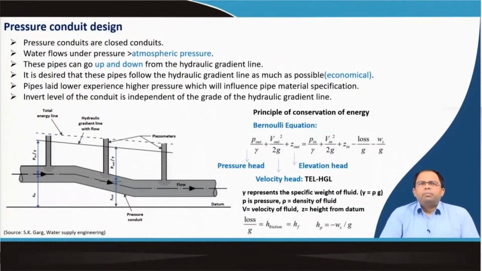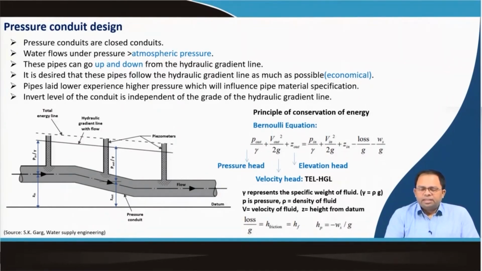So, when we design pressure conduits or pipelines, we need to understand some basic concepts. First of all, these are closed conduits, so there is no open surface. Water flows under pressure, which is usually greater than atmospheric pressure. And these pipes can go up and down from the hydraulic gradient line, as we were discussing.